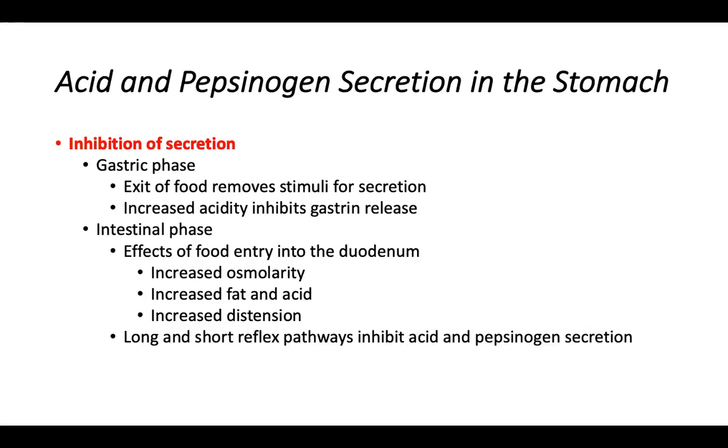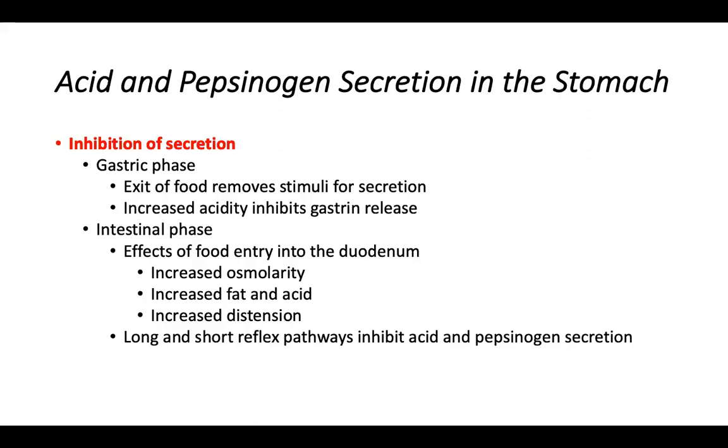The intestinal phase can be inhibited if there's increased osmolarity, so too much fluid coming through, too much fat or acid present, or too much distension. So there's physically too much food present in the intestinal tract, and the duodenum specifically. That is going to be another stimulus to inhibit secretion and to kind of slow down, block that movement of food coming through, or that phase of secretion.